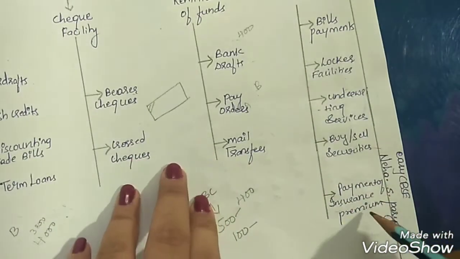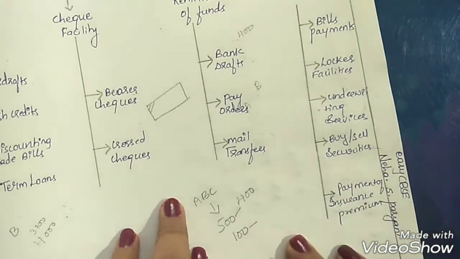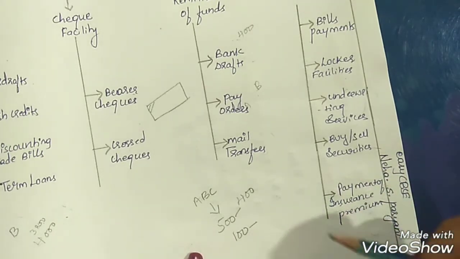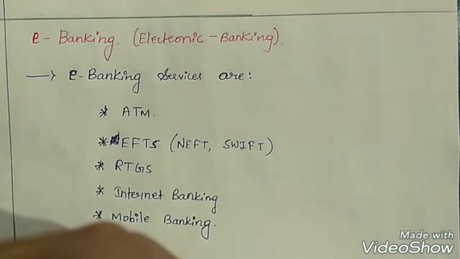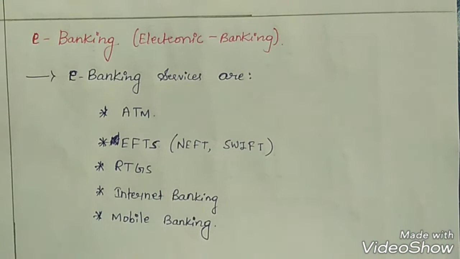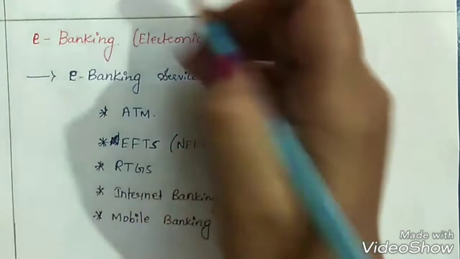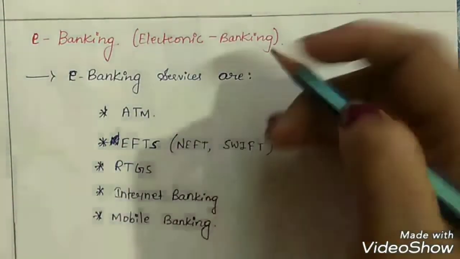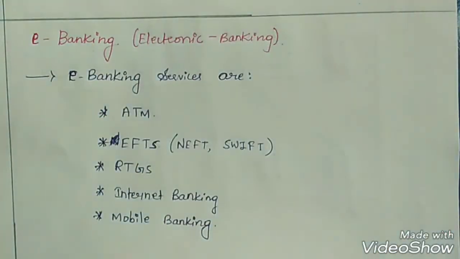Next, payment of insurance premium. Suppose I have an insurance policy. I have to pay the premium monthly, right? So on behalf of me, my bank will do the job. So that service is also provided by the bank. Now, there is another sector in banking which is rapidly developing nowadays. It is creating a revolution in the banking sector in our country, right? That is e-banking, or you can also say electronic banking, which means carrying on banking activities using electronic mediums.